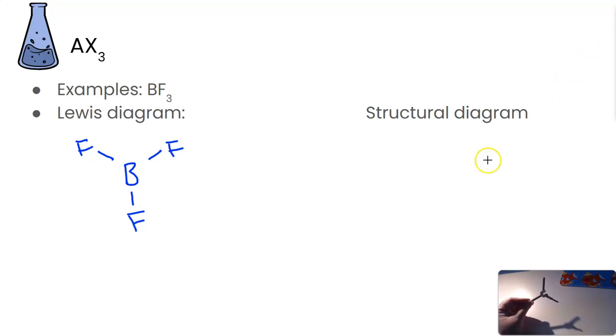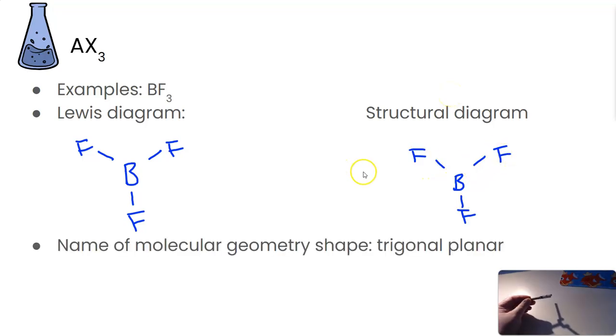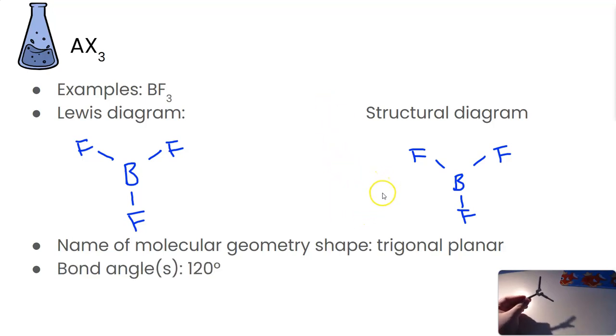When you're drawing the structural diagram, that's basically what you're going to be drawing. Hopefully, it is not a surprise that the name of this geometry shape is trigonal planar. And as you can see, the bond angles are going to be 120 degrees. So we're looking at this angle, and this angle, to make them as far apart as each other. All of these angles are going to be 120 degrees.